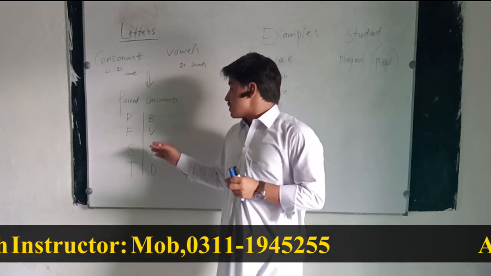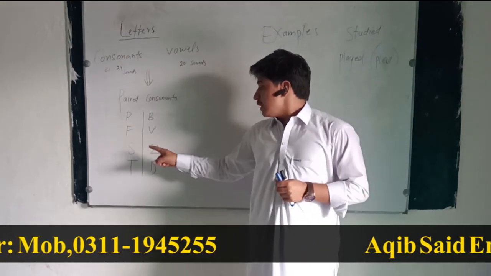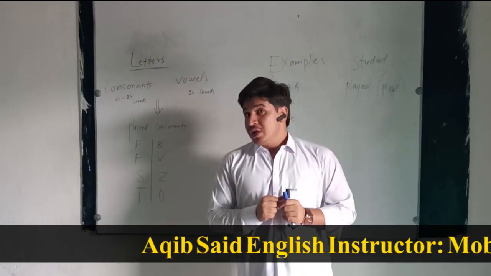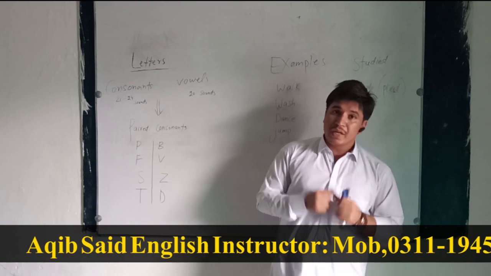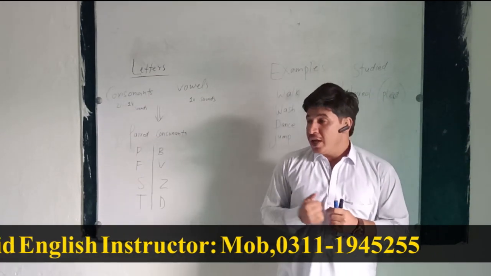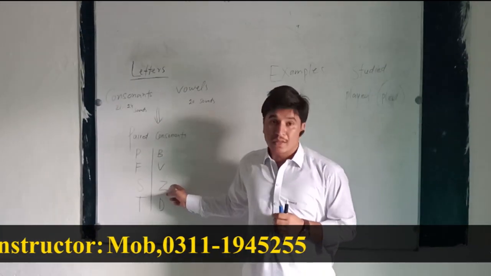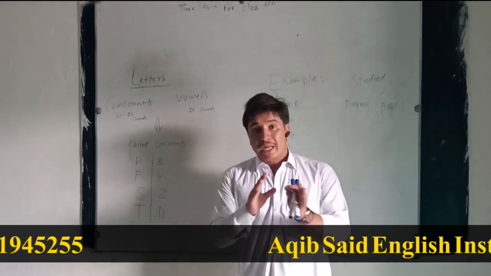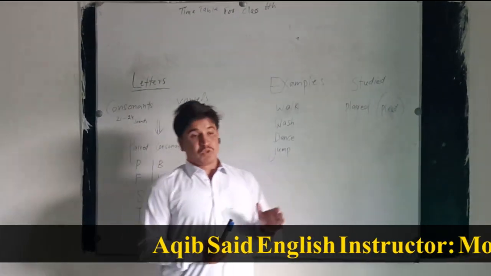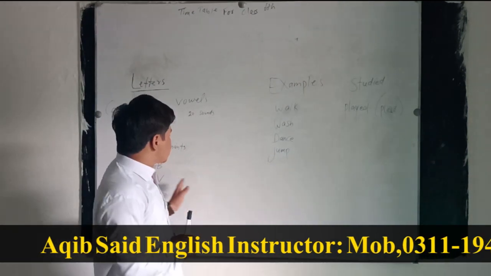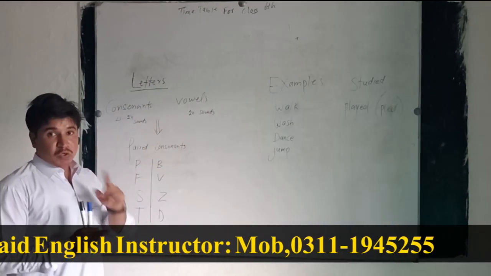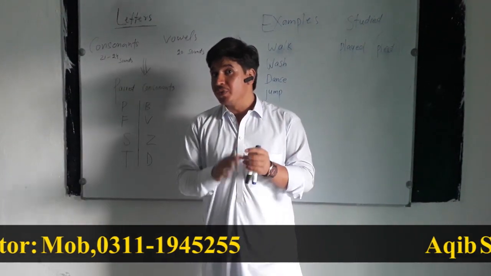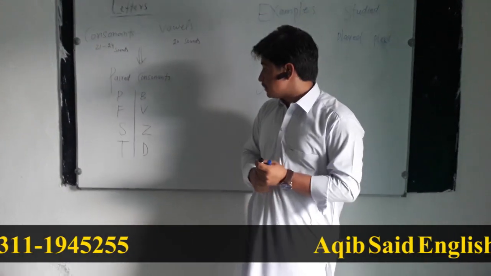Now let's move to the third example. We have the s and z sounds. Whenever we pronounce the s sound, the air is coming out through your front teeth, and whenever we pronounce the z sound, the air is also coming out through your teeth. So the place of articulation is the same. Or in other words, you can say that it takes the same mouth position. If it takes the same mouth position, we call it a pair consonant.